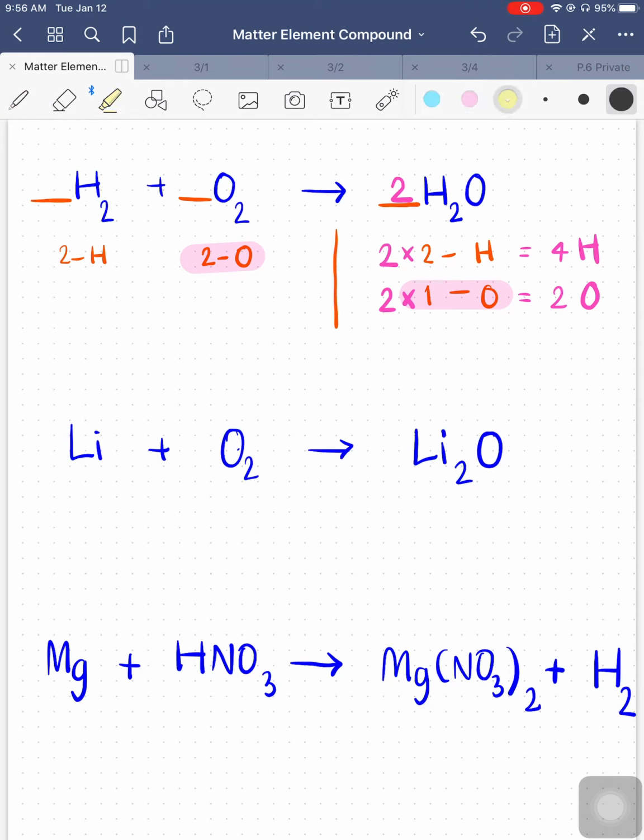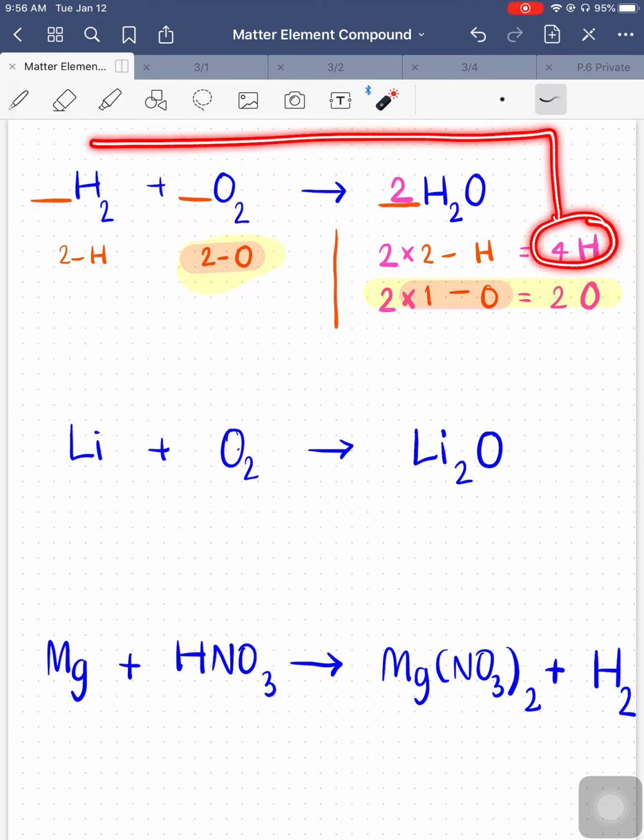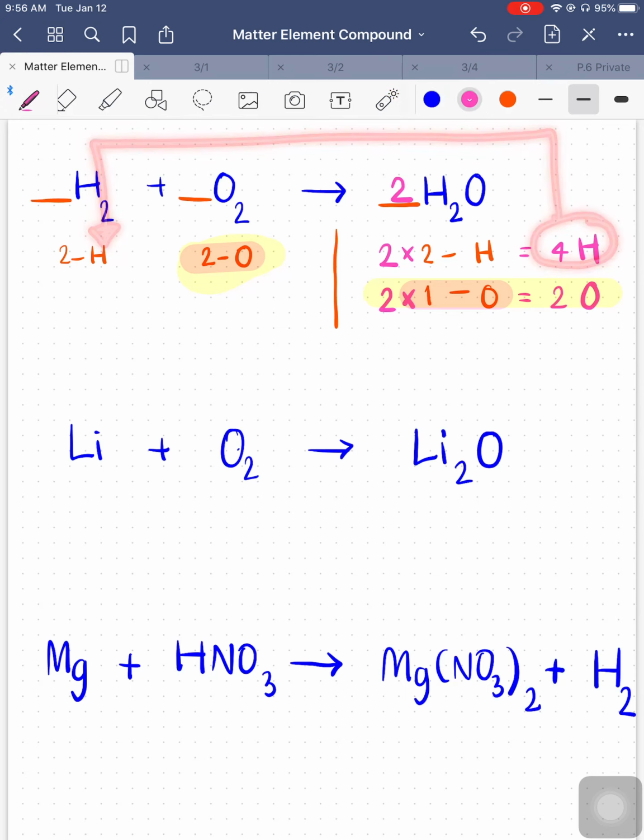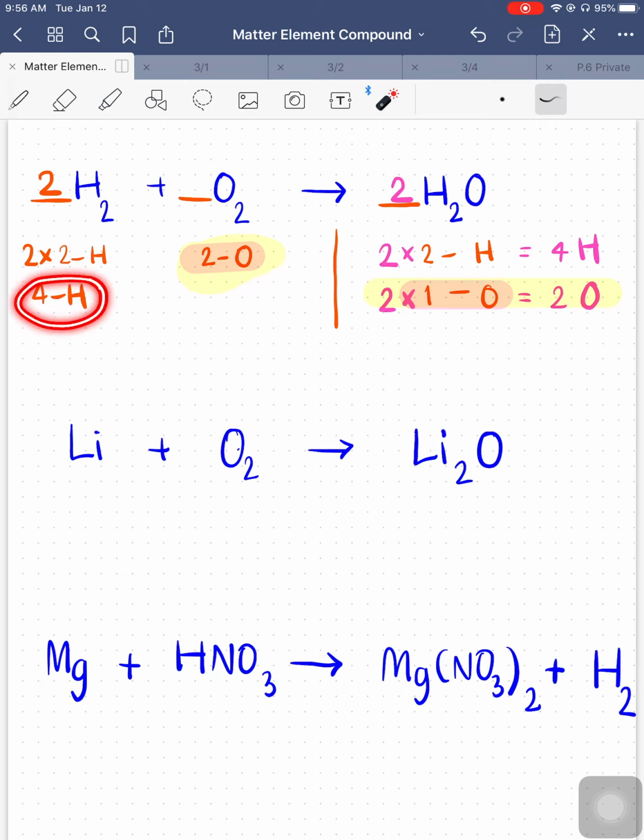So oxygen is okay. It's equal. No need to put anything to this one, right? And hydrogen changed to 4. So you have to find the number for this one. 2 times 2 will be 4 hydrogen. Every single one is equal: 4H and 2O, 4H and 2O. Okay, this one is correct.